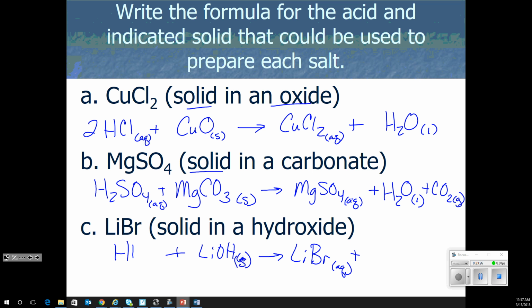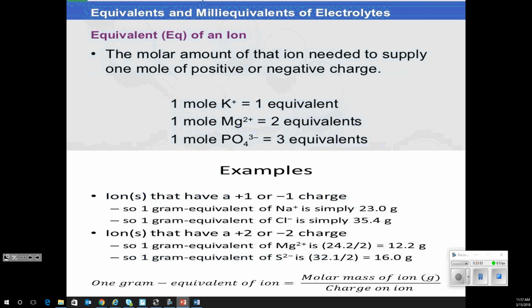Hydrobromic acid, good, HBr. Is this soluble or not soluble? Soluble, it's one of our strong acids, good. What's missing on the other side? H2O. And I forgot to say, did we balance all these others? I didn't look at the balancing on the second or the third one. It looks like they're balanced. H and OH. Okay? All right, going forward, now we're going to talk about equivalents.